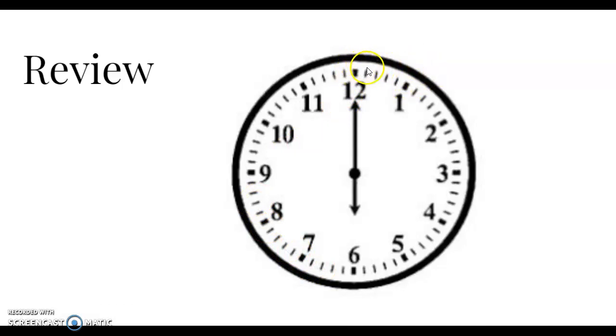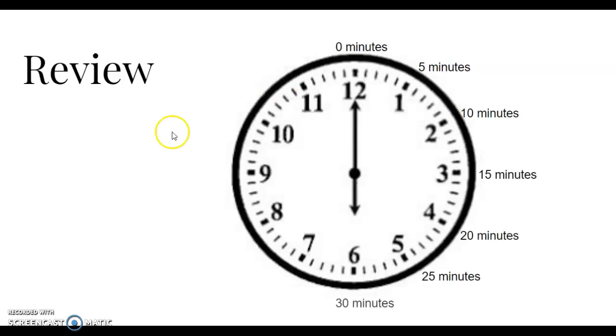So let's check. 1, 2, 3, 4, 5. So the 1 would show us 5 minutes. The 12 would show us 0 because we're starting at 0. 1, 2, 3, 4, 5. So the 12 is 0 minutes and the 1 shows us 5 minutes. Now let's count by 5s to make this a little bit quicker. We're going to stop at the 6. Here we go. So we have 0, 5, 10, 15, 20, 25, and 30.